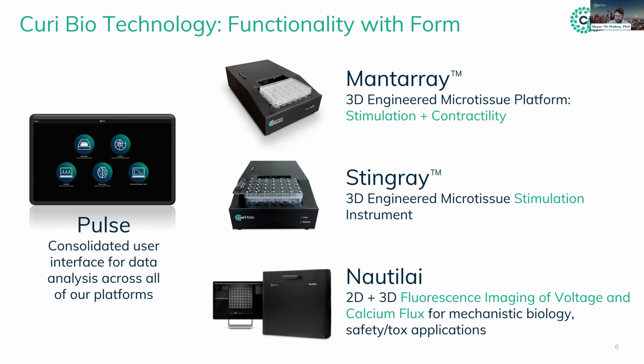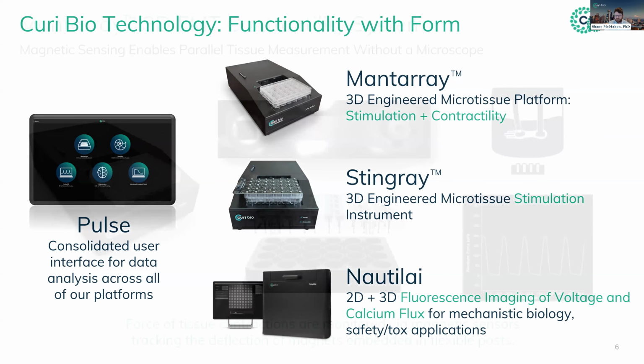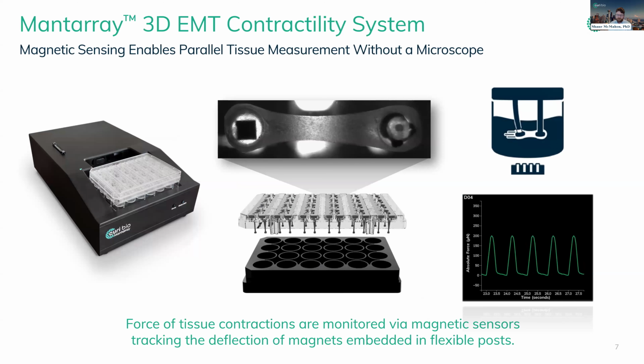I'd like to take a closer look at the Manta Ray instrument now, because that provides inspiration to many of the experiments that we investigate. As I mentioned, the tissues are formed between these two posts. We have one rigid post and one flexible post. Another key is that inside of this flexible post, there's an embedded magnet, and this allows the Manta Ray system to track the motion of this post when the plate is placed on top of the Manta Ray, and provide simultaneous contractility output for all 24 tissues.